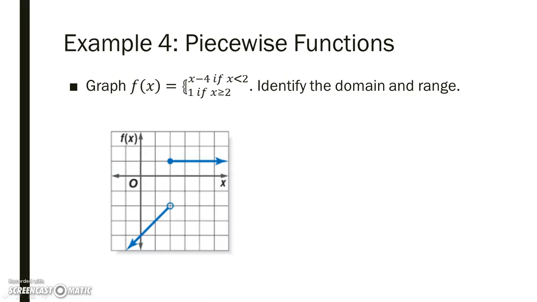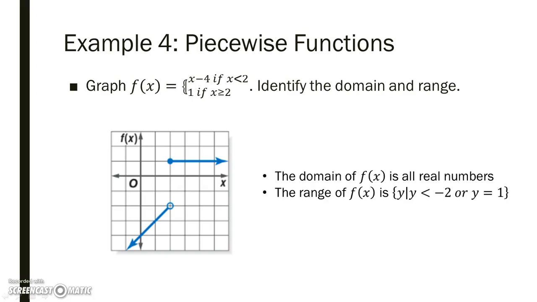The function is defined for all values of x, so the domain is all real numbers. The values that are y-coordinates of points on the graph are 1 and all real numbers less than negative 2 for the range. So the domain is all real numbers, and the range is y less than negative 2 or y equals 1.